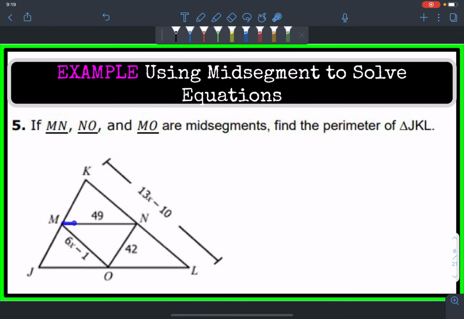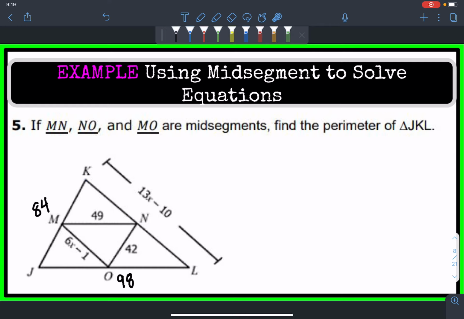So for example right here, we know that this mid segment is 49, so that means that the parallel side would be twice as big. So 49 times 2 is equal to a total of 98. And the same thing here with this side. Since 42 is the mid segment, its parallel side, which is this side right here, would be twice as big. So multiplying 42 by 2, that's equal to 84. Now the only thing that I'm missing in order to add up with 98 and 84 so I could figure out the perimeter is this third side.